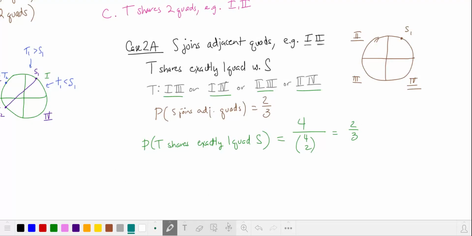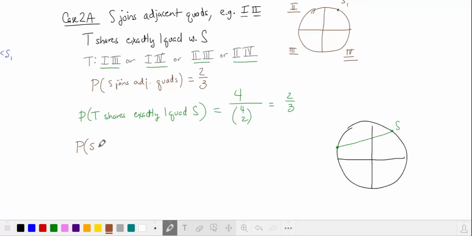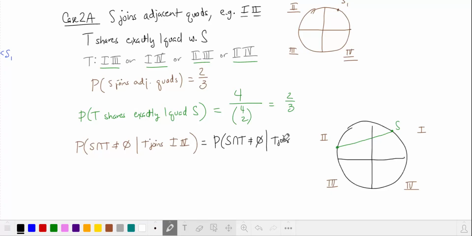Now let's find the probability that they intersect. Here's our segment S. We'll find the probability that there's an intersecting point between S and T, given that T joins 1 and 4. Note that this probability is going to be the same because of the symmetry of the circle if T joins 2 and 3. Either T joins vertically these 2 quadrants or these 2 quadrants. From an earlier case, you might recall, for example, if T2 is down here, it doesn't matter where T2 is in quadrant 4. It only matters whether T1 is above S1 or below it. These two are equally likely, so this probability is 1/2.